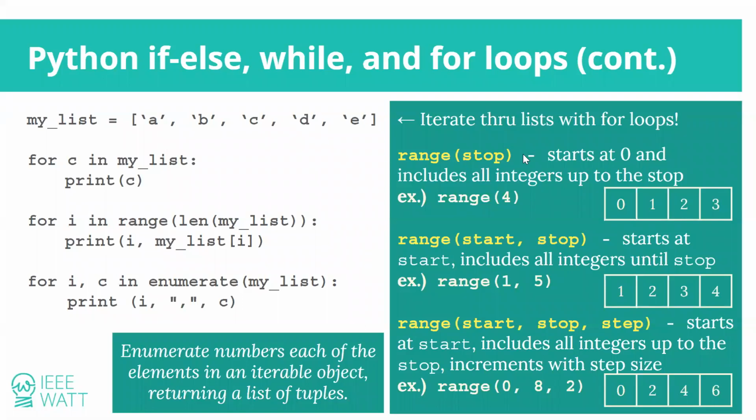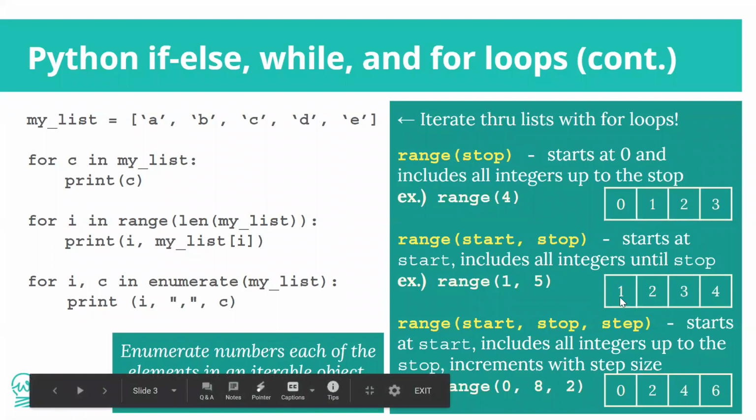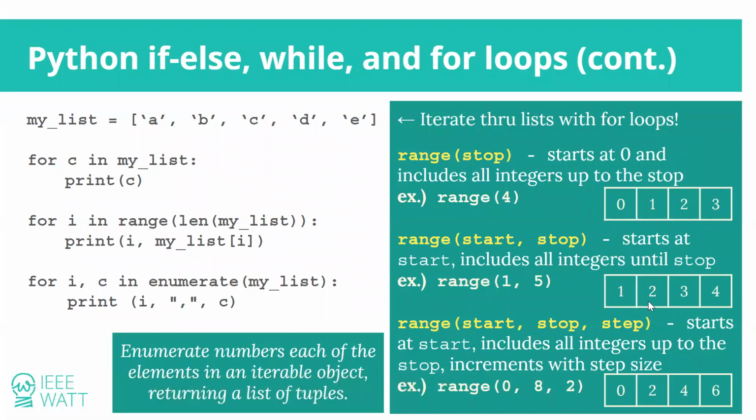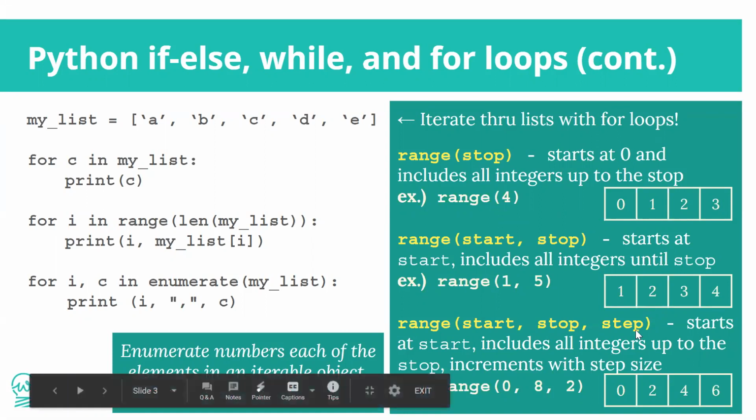I guess also with range, if you call it with more than one argument, you can specify where to start instead of starting at 0. So range 1 to 5 does 1, 2, 3, 4, because you start at 1 instead of 0. And then you can also do range with a step, which means it steps up by a certain amount each time. Yeah.